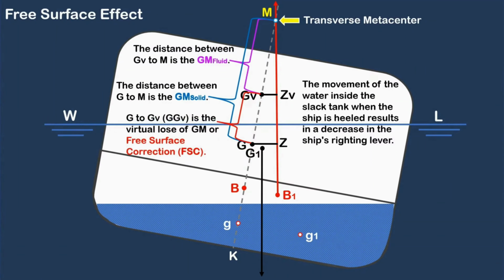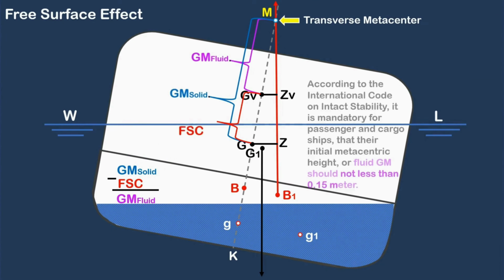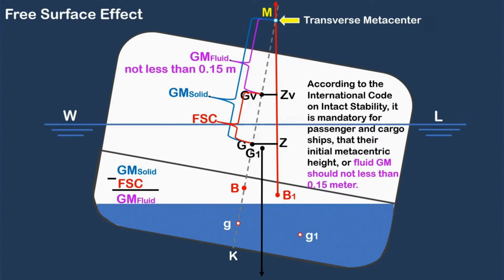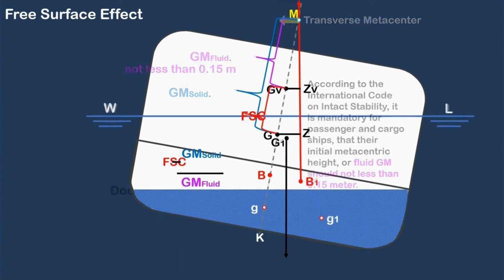The distance between capital G to Gv is the virtual loss of GM, or usually we call it a free surface correction, or FSC. If we subtract the free surface correction FSC from the solid GM, the difference is fluid GM. According to the International Code on Intact Stability, it is mandatory for passenger and cargo ships that their initial metacentric height, or fluid GM, should not be less than 0.15 meter. I have made a separate video about GM, or metacentric height, and how to calculate the fluid GM. Kindly check the link in the description.